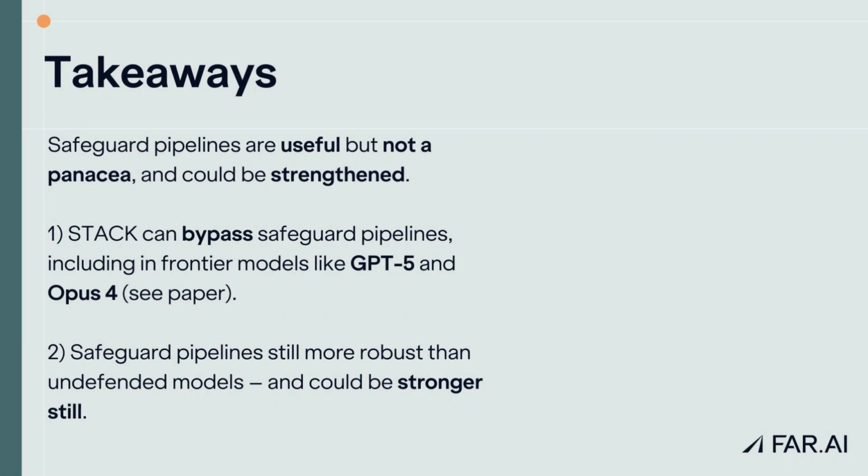So in summary, I'd say safeguard pipelines are genuinely a useful security tool, but they don't solve all robustness issues. And you could easily overestimate how good they are if you were only evaluating them on more traditional attacks that don't take into account this pipeline. Stack has been able to bypass a variety of safeguard pipelines, including those of front-end models, as we describe in more detail in the paper.